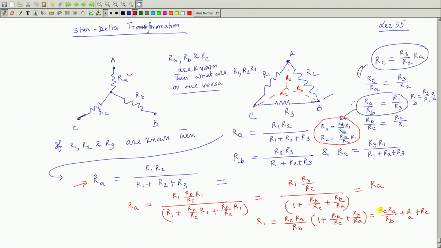So the value of R1 will be equal to RA plus RC plus product of these two divided by the third one.